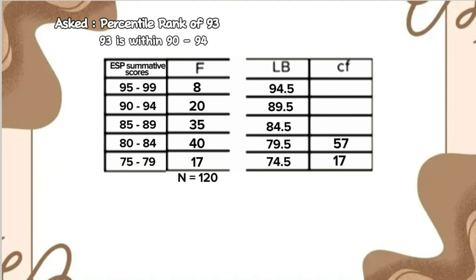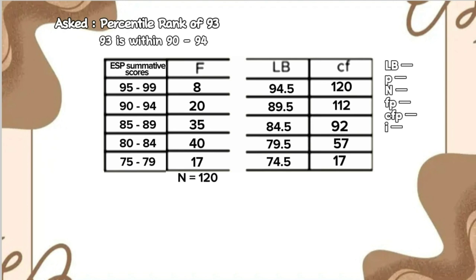The process is still the same. Add 57 to 35 and write your answer above 57 under the CF column, and so on. The table is now complete, so let's proceed to finding the variables.